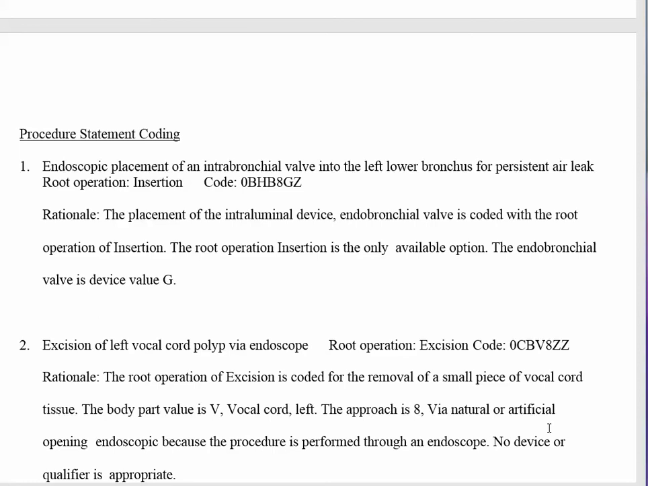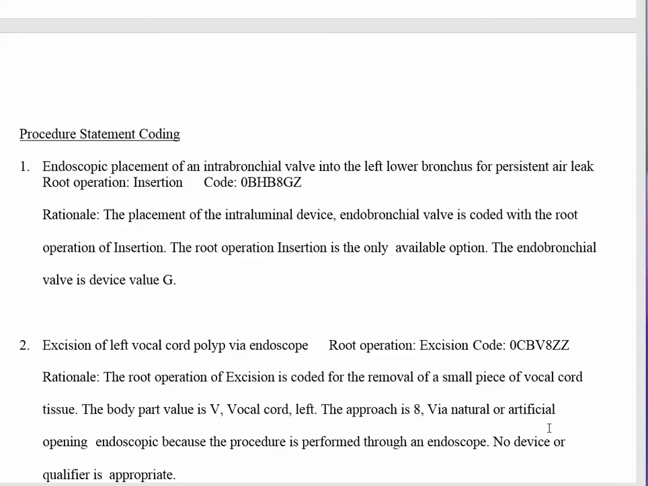So when we think about this, they're putting in something into this patient's body. What is the root operation? They're not taking anything from the patient. They're not taking a piece of his bronchus. They're not taking a piece of the lung. They're putting in something into the patient. That is the root operation of insertion. We would index the main term of insertion. Then, of course, the anatomical location. We get to the 0BH table.